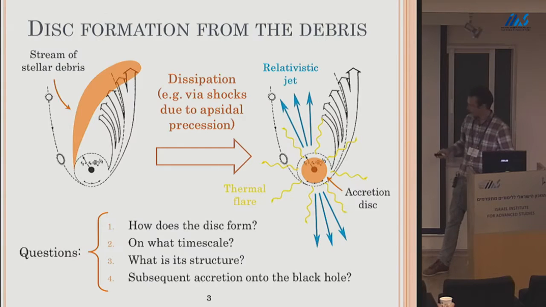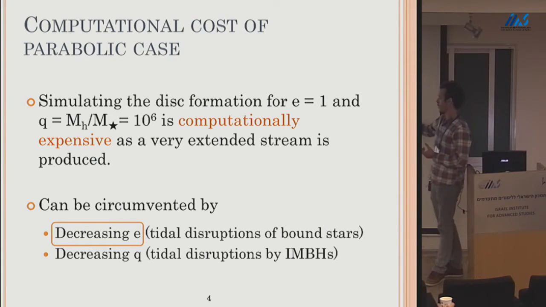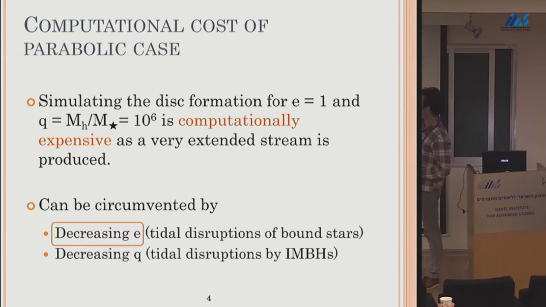Ideally, the initial condition of such a simulation would be this one. However, as has been mentioned in the first talk, this is very computationally expensive for the two standard parameters: an orbit of the star with eccentricity 1 and a mass ratio between black hole and star of 1 million. An intuitive way to understand why it's computationally expensive is that the stream produced for these two parameters is very extended, so it is very expensive to resolve the different parts of this stream.